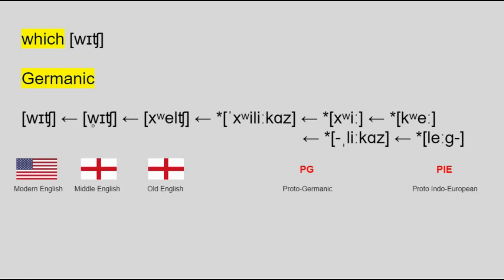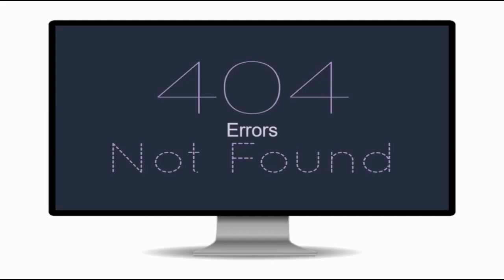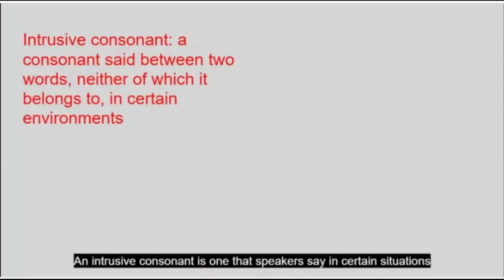That's all for that, so now let's get into the video about extraterrestrial languages, where I didn't find any falsehoods, so now it's English time entering 2020. An intrusive consonant is one that speakers say in certain situations where it doesn't belong to either of the surrounding words. This is slightly inaccurate, as words wasn't the best word to use there.